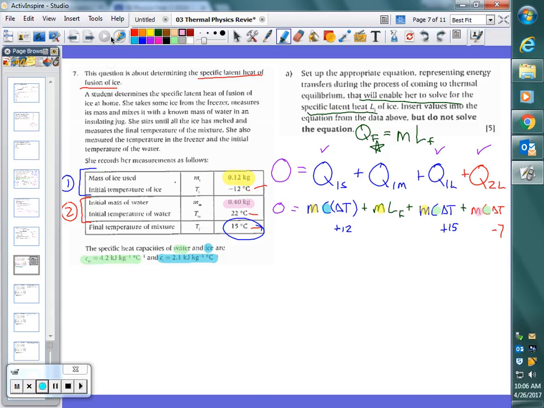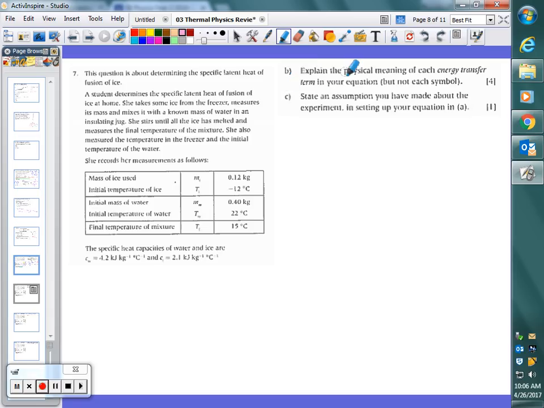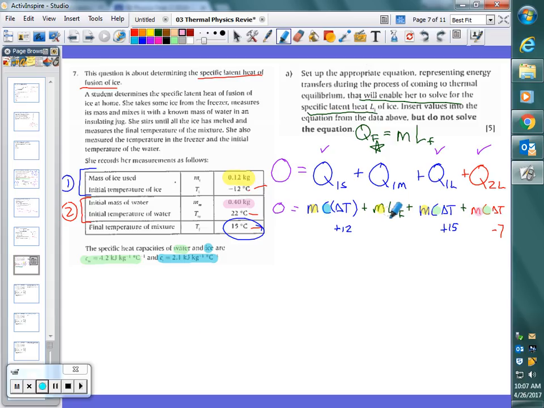What does it say? It says explain the physical meaning of each energy transfer, but not each symbol. So they don't want you to say, this is the latent heat of fusion. Explain what it means. This is the energy needed to warm up the ice to melting temperature. This is the energy needed to melt the ice. This is the energy needed to heat the melted ice up to the equilibrium temperature. This is the energy lost by the water to get it to the equilibrium temperature. Good there?